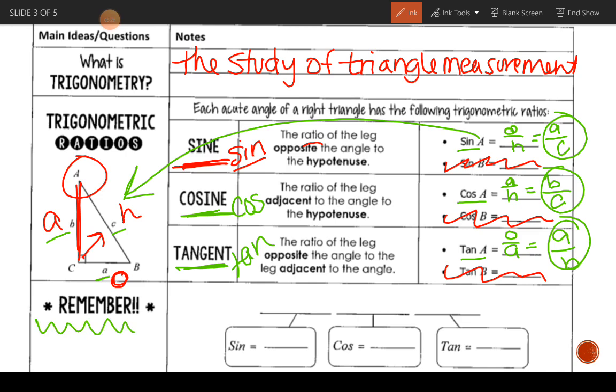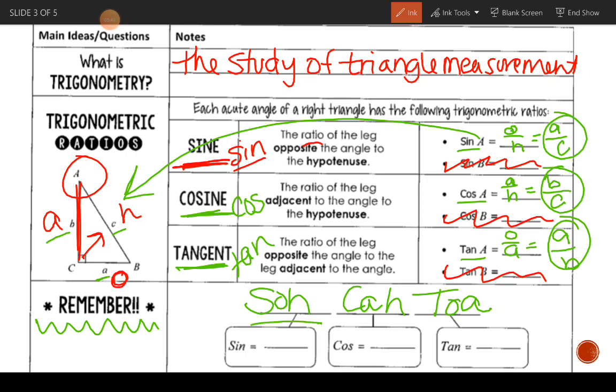We have a little acronym to help us remember this. It's called SOHCAHTOA, okay? From here on out, we want to write SOHCAHTOA on the top of all of our papers to help us remember what the trig functions are.